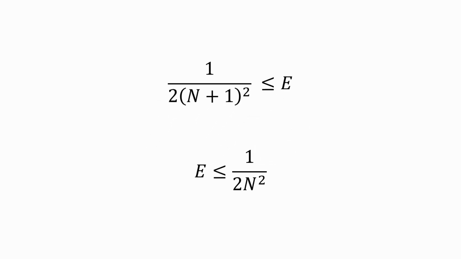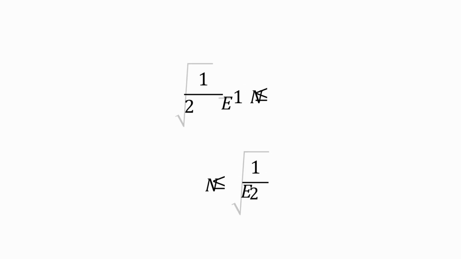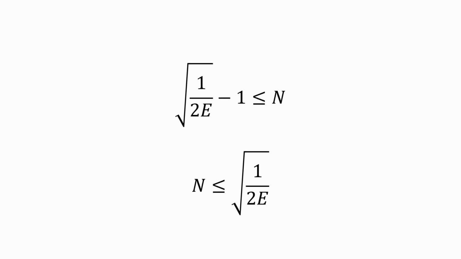The first can be rearranged for n by multiplying both sides by (n plus 1) squared, dividing by e, these quantities are both positive, so this is allowed, then square rooting both sides, and finally subtracting 1. The second inequality can be rearranged in a similar way. We now have an upper and lower bound for n.